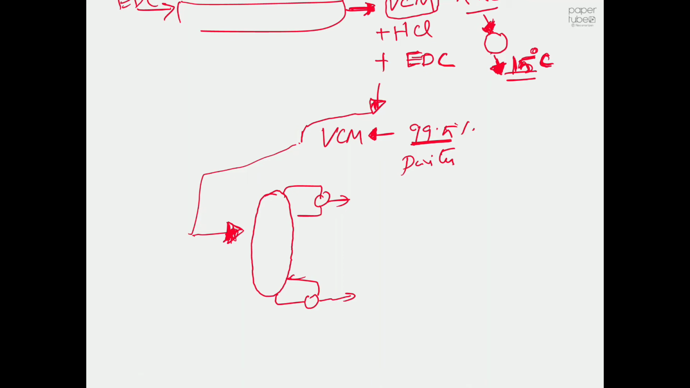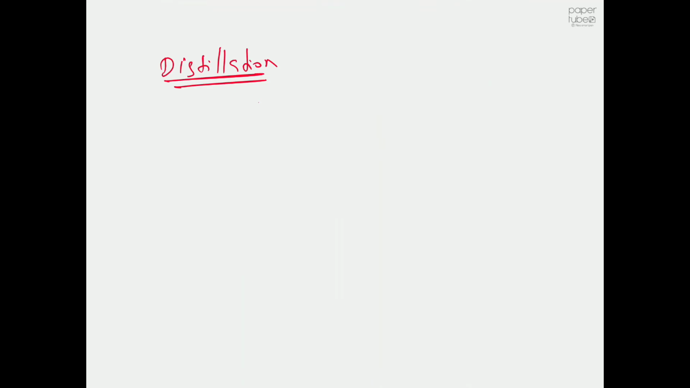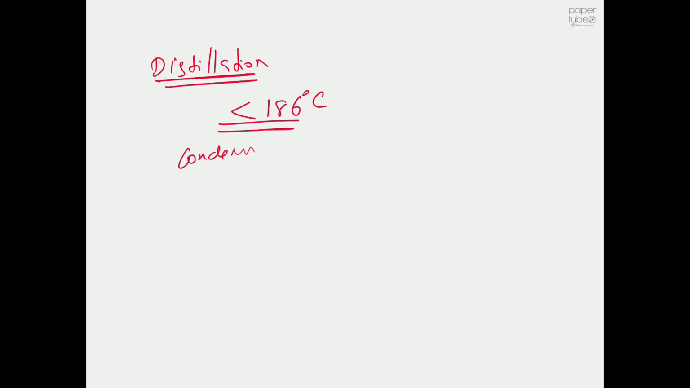And since we are going to talk about distillation, one thing you should remember is that we have to operate the distillation column in a certain temperature range. Typically, the reboiler temperature should be below 186 degrees centigrade, and typically the condenser temperature should be in the range of 25 to 49 degrees centigrade.